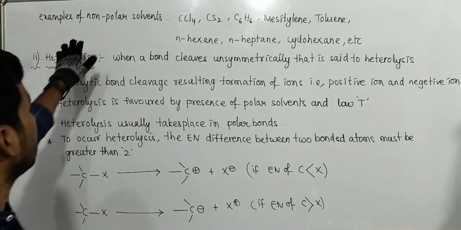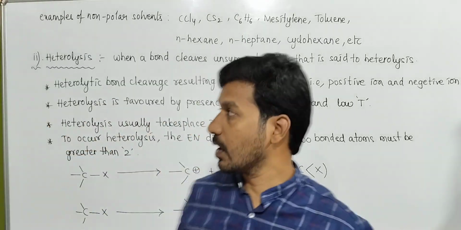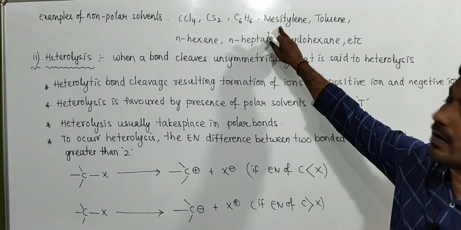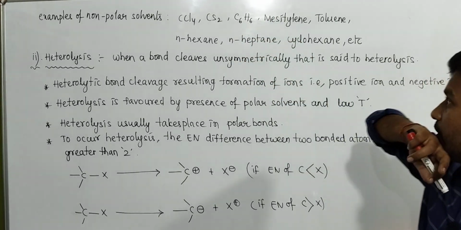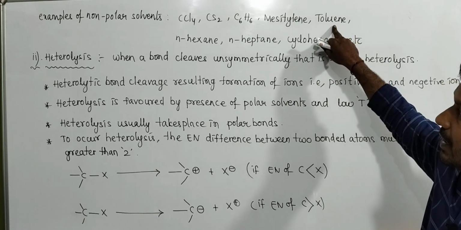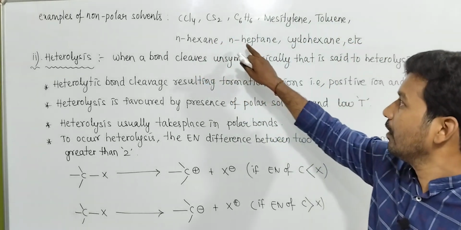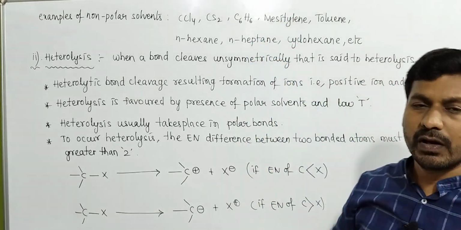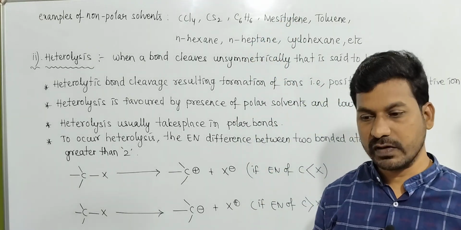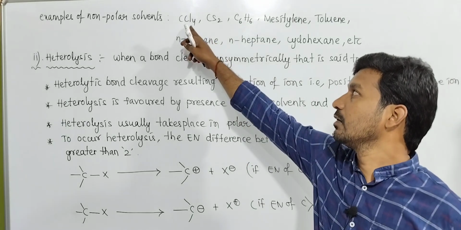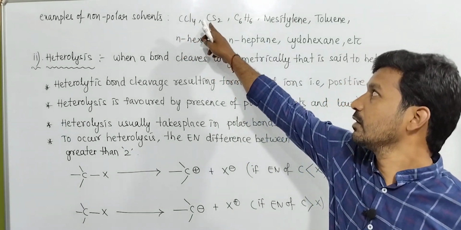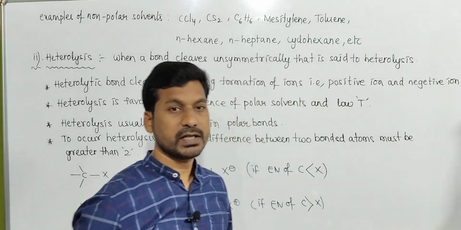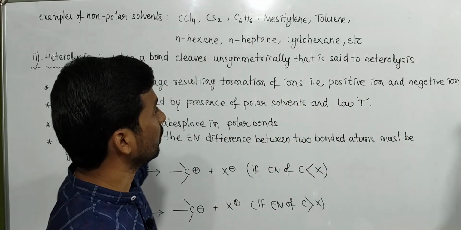Let's see examples of non-polar solvents: carbon tetrachloride, carbon disulfide, benzene, mesitylene (1,3,5-trimethylbenzene), toluene (methylbenzene), n-hexane, n-heptane, cyclohexane, etc. These are mostly hydrocarbons, because the carbon-hydrogen electronegativity difference is just 0.5. Carbon-chlorine and carbon-sulfur electronegativities differ, but the carbon-hydrogen difference is less. That's why all these are non-polar solvents.